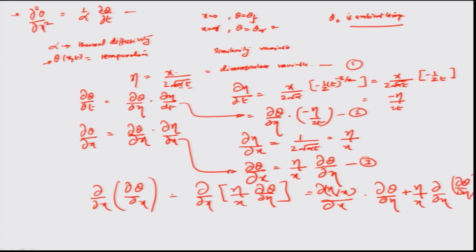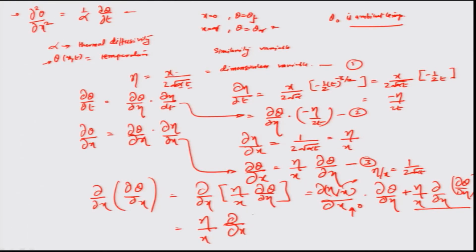And we can now differentiate this term right here, because obviously this eta by x is only a function of time, as you could see here, and so this would go to 0, and we are only left with eta by x times del by del x of del theta by del eta. So let us just again apply the chain rule here.